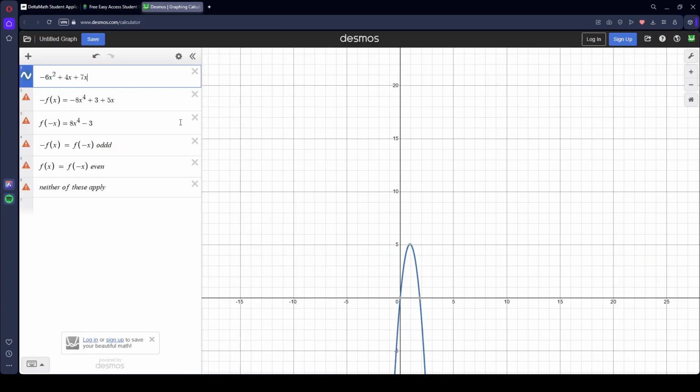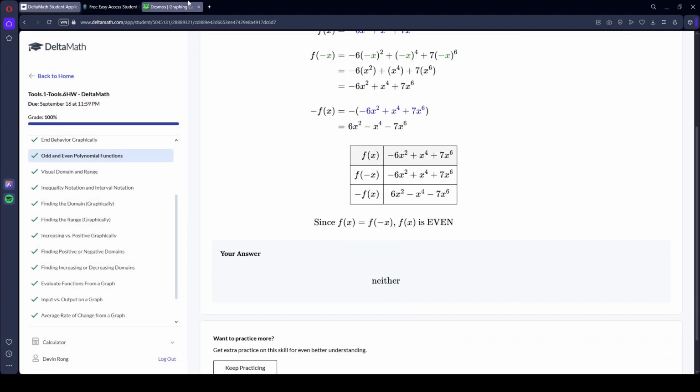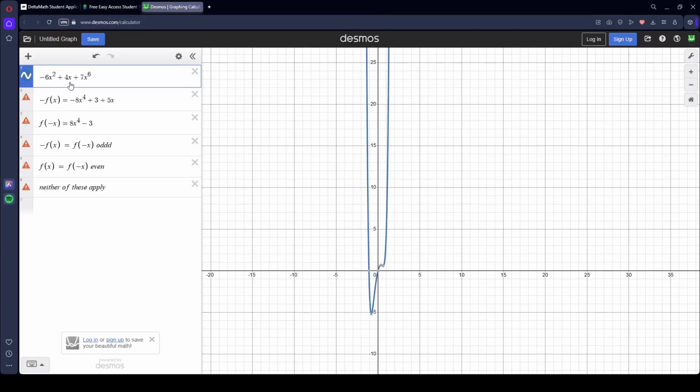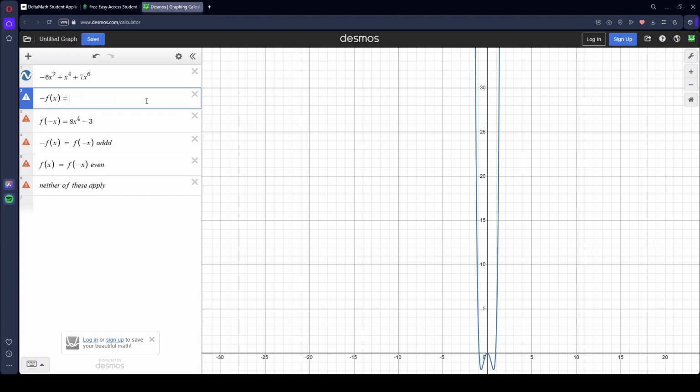7. It's even. Wait, what? Oh. Wait, guys. Let's do this. Let's see this. As you can tell, this one is even. Okay, negative f of x. Okay, let's see. 6 squared minus 4 x to the 4 and minus 7x to the power 6.